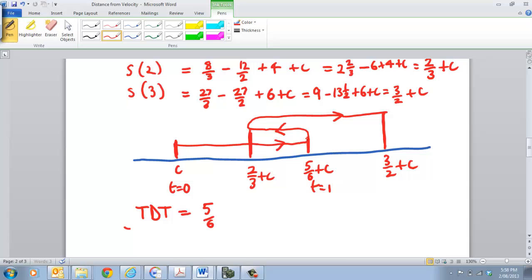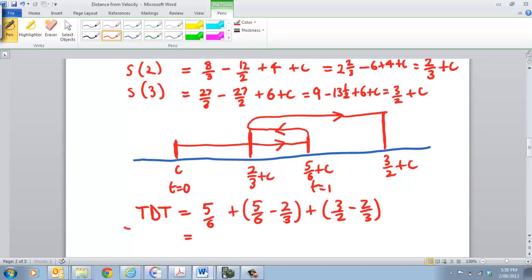Now it's going to be this distance here, which is going to be plus 5 on 6 take 2/3, right? And then it's going to be this distance here, which is the distance between 3 on 2 and 2/3. So plus 3 on 2 take 2/3. Alright, so that will give me my total distance travelled.